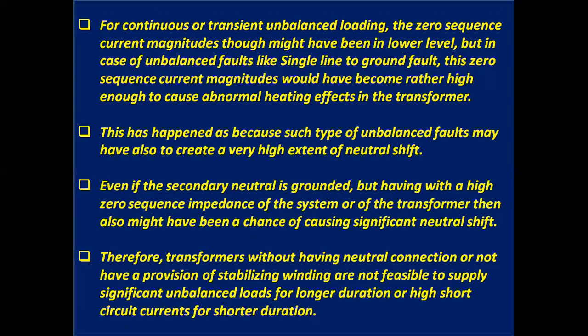This happens because such unbalanced faults may also create a very high extent of neutral shift. Even if the secondary neutral is grounded, a high zero sequence impedance of the system or of the transformer might also cause significant neutral shift. Therefore, transformers without a neutral connection or without a provision of stabilizing winding are not feasible to supply significant unbalanced loads for longer duration or high short circuit currents for shorter duration.